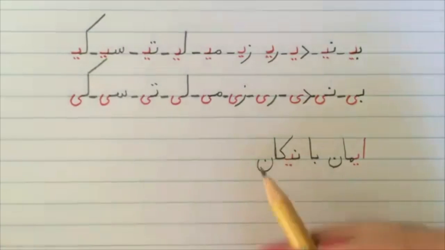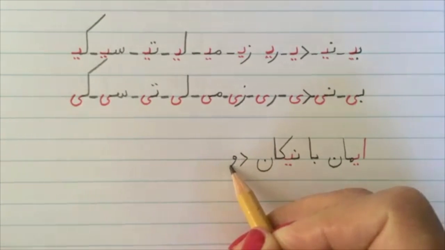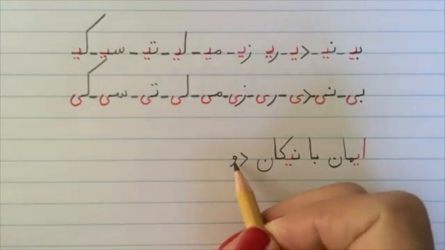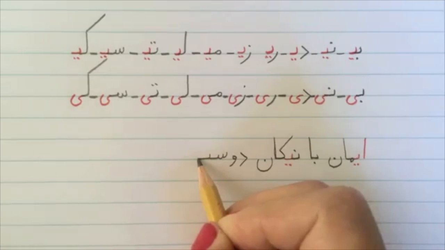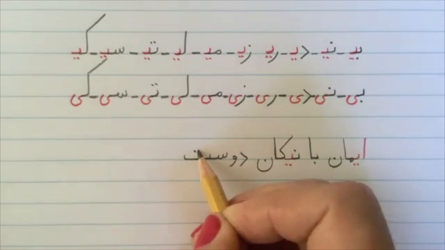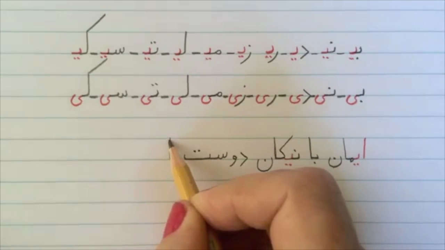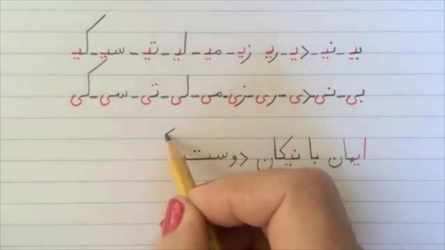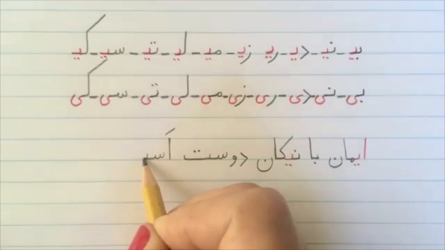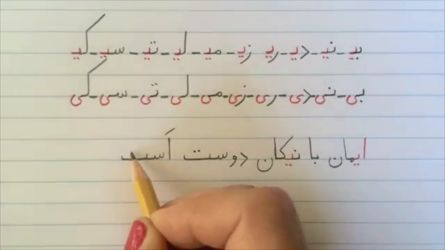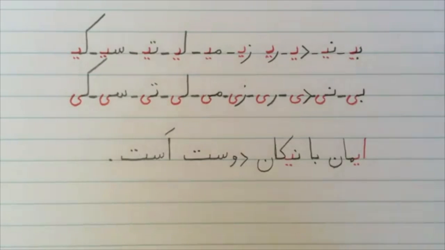ایمان با نیکان دوست. Then s. So it's دوست and a ت بزرگ at the end. It becomes دوست است. ای اول. س. ت است. The sentence is finished. We place a period at the end.